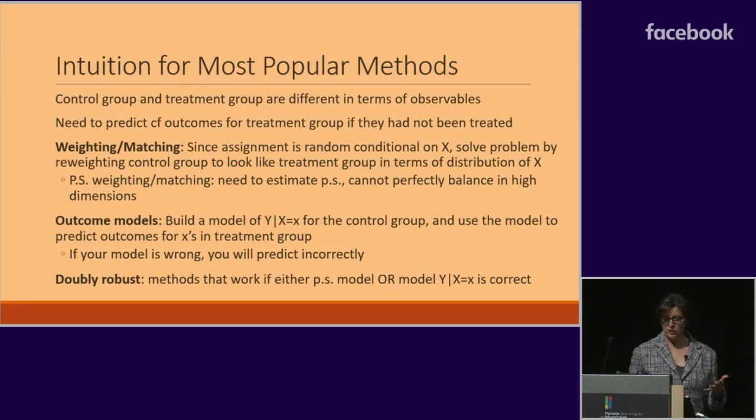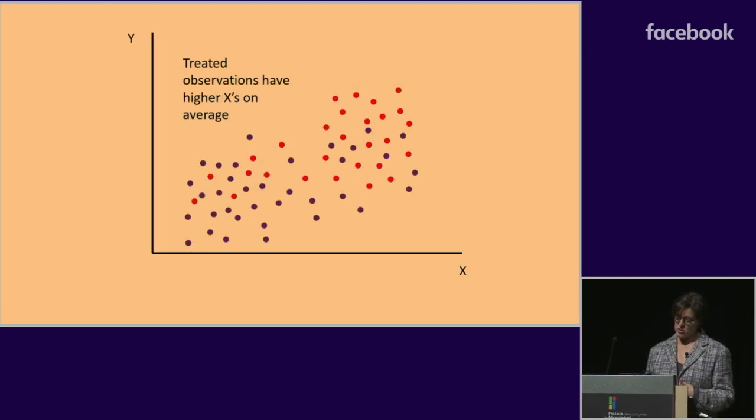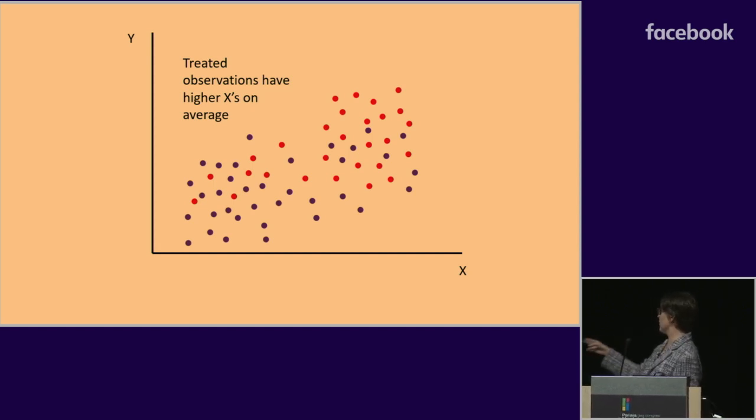And so there's a bunch of popular methods used to try to estimate treatment effects in that circumstance. I can maybe do this best visually. Here's a problem with a data set, and say the reds are treated and the purples are control, and here's a covariate x.